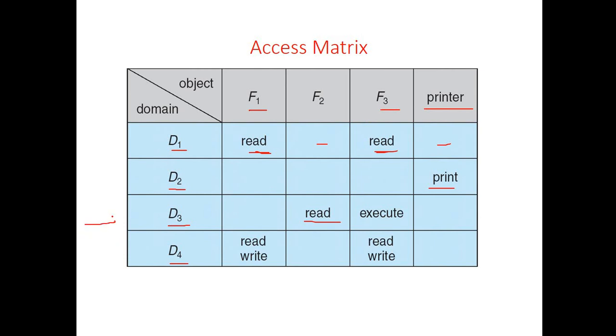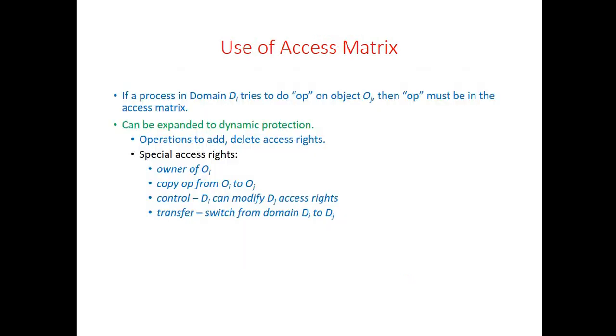If any process belongs to a specific domain, then it can enjoy the benefits of all the access rights defined in that domain. So what is the use of this access matrix? This access matrix allows the system to define the access rights for various objects under each domain.